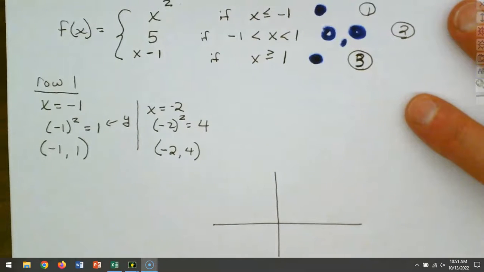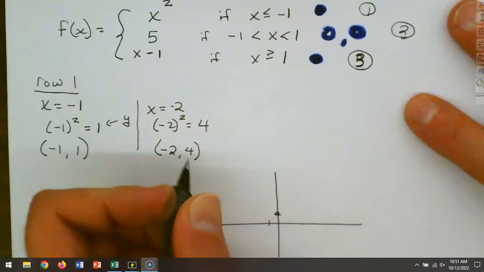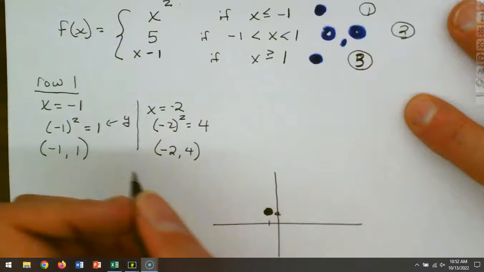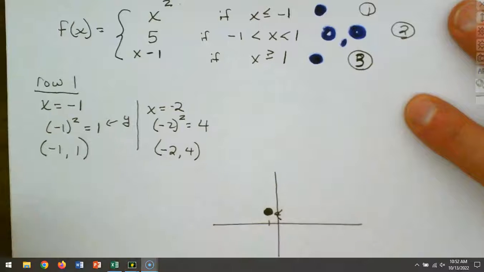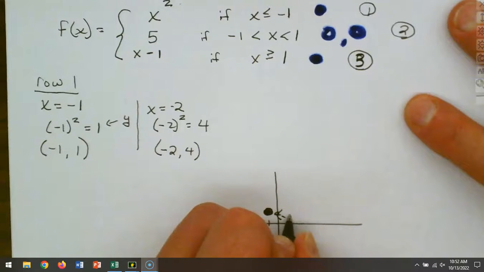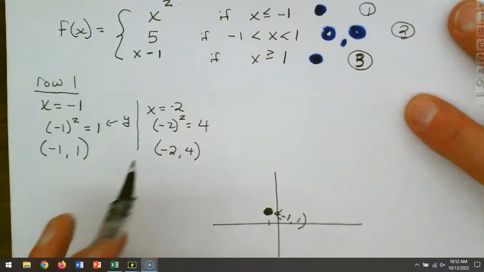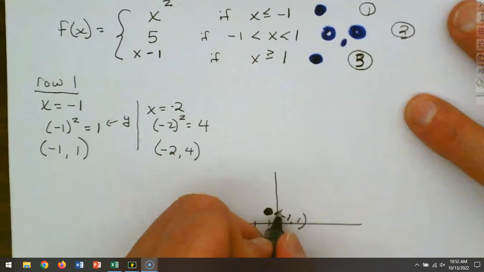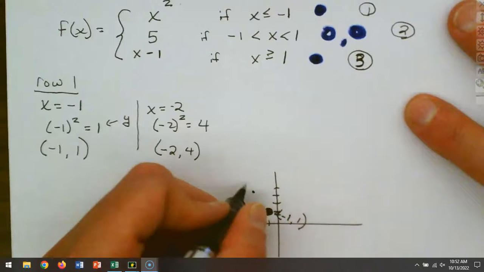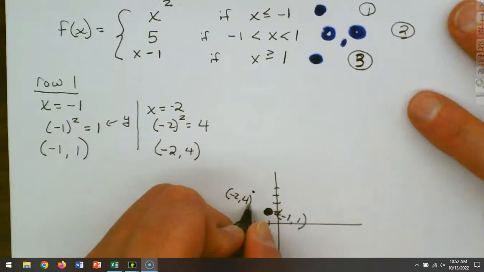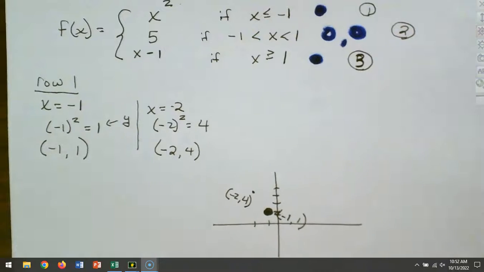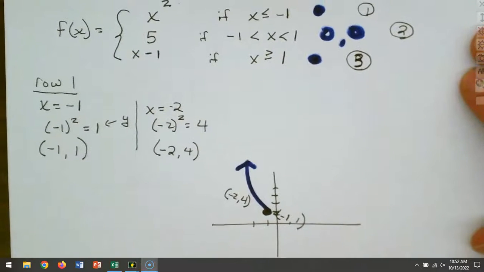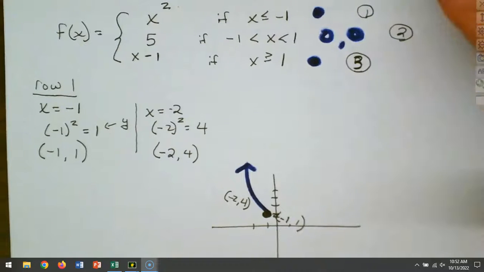Okay, so -1, +1, that's here. And we're going to use a closed circle. Let me label it. Okay, that's going to be at -1, +1. What's my next point? -2, okay, +4. So that's clear up here. Connect them together with a curve. Why is it going to be a curve? Because it's squared. Remember we talked about the square? So that's going to be curved like that. Okay. What about row 2?